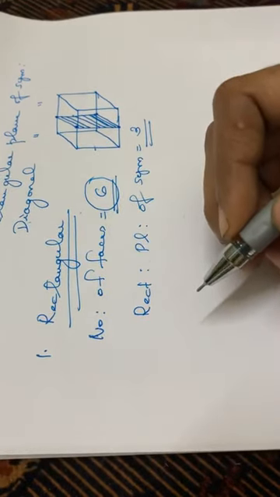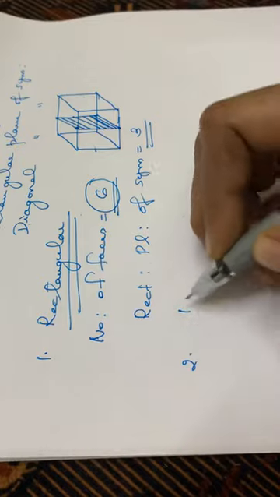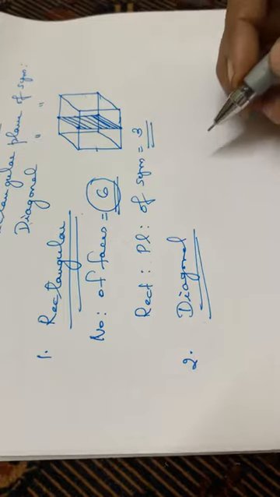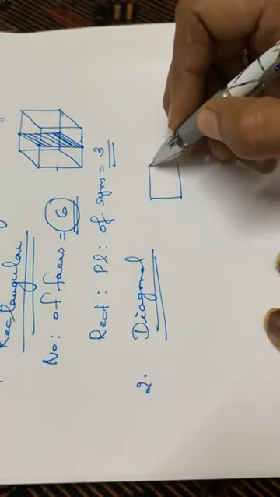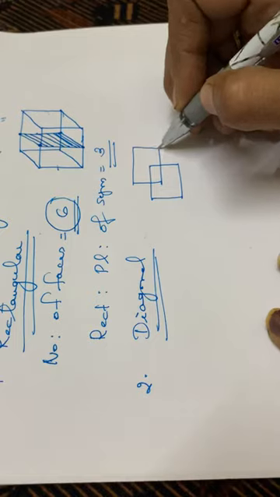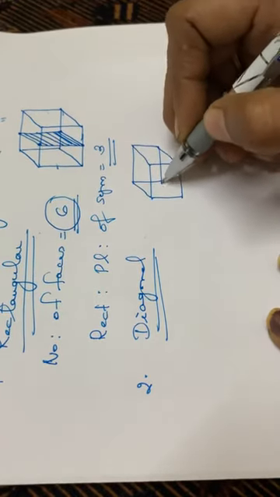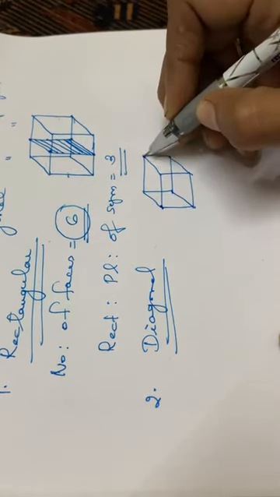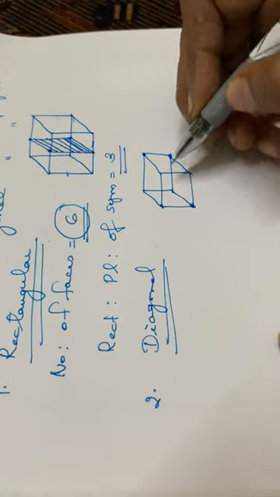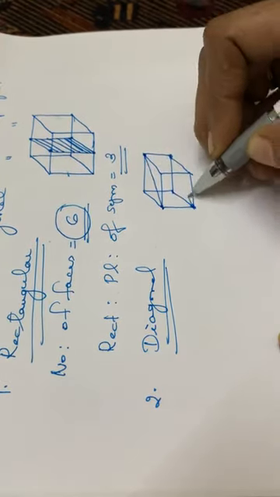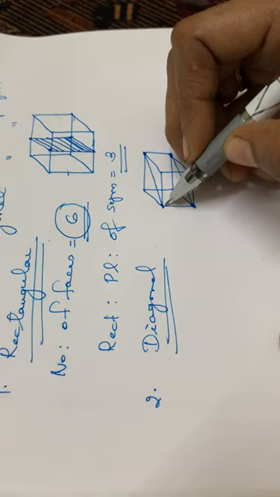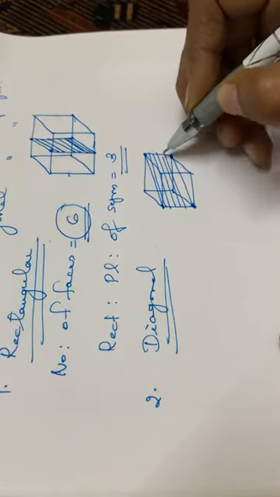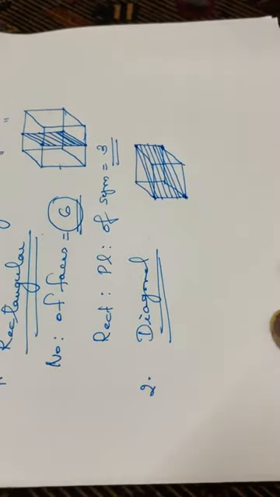Then the next comes the diagonal planes of symmetry. The second plane of symmetry is the diagonal plane of symmetry. For that I will be drawing a cube. Diagonal means you just mark the diagonals. These are the corners. So this is the diagonal plane of symmetry, that is, we are diagonally cutting that particular cubic system.